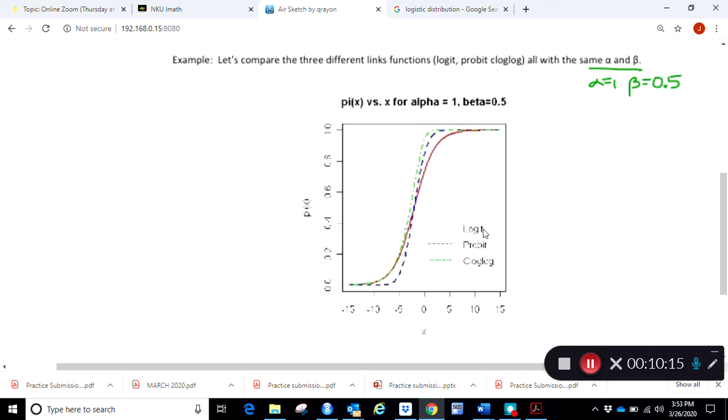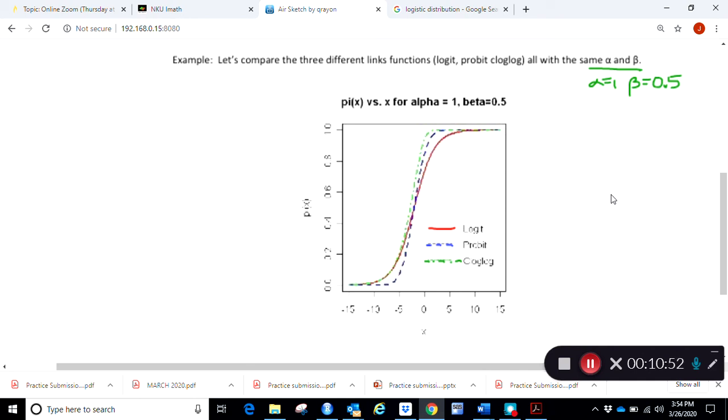So the red represents the logit. Now you can't see this as well as I wish you could here. And then the blue represents the probit, so there's little blue dashes there. And then the green dashes and dots is the complementary log one. What we can see is how they are all similar and have this S-shaped looking curve, but they do it slightly differently as well. So we want to make sure we talk about how they're similar versus how they are different.